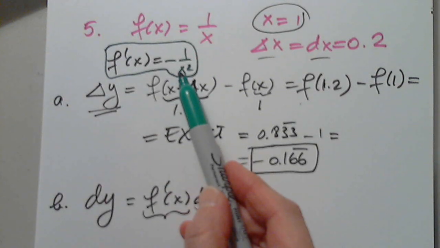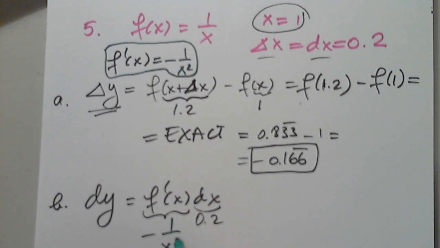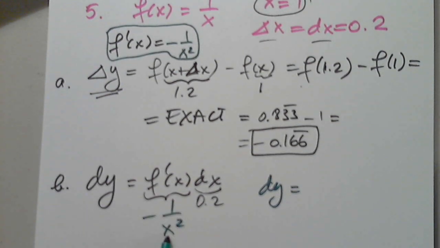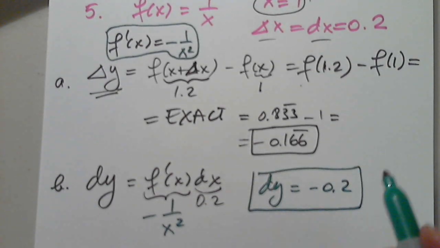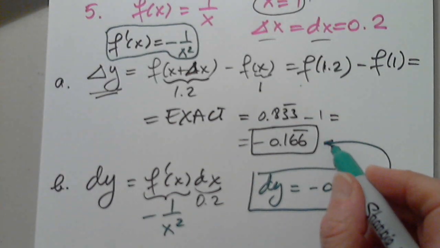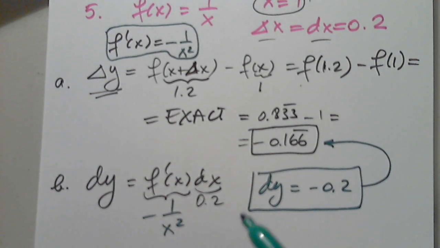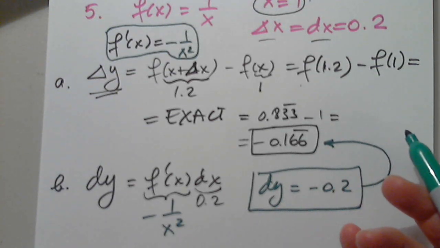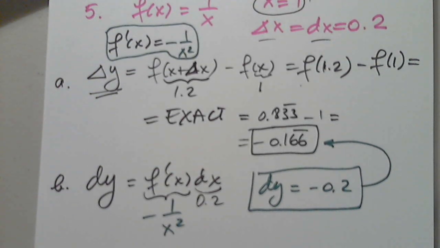Good. So when I plug in, this is -1 over x squared. So then dy will be, can anyone plug in 1 in here? Because we're asked to plug in 1. So this will be -1 times 0.2. So -0.2. So this is the approximate error, which has to be very close to the exact error. -0.16666666 is not far from -0.2. So dy is a good approximation of the exact.